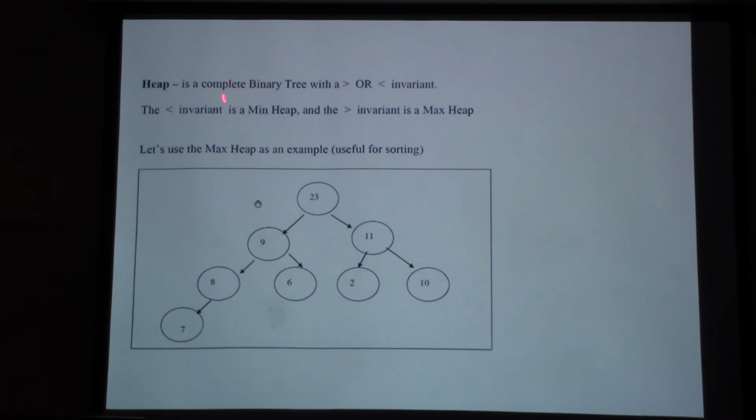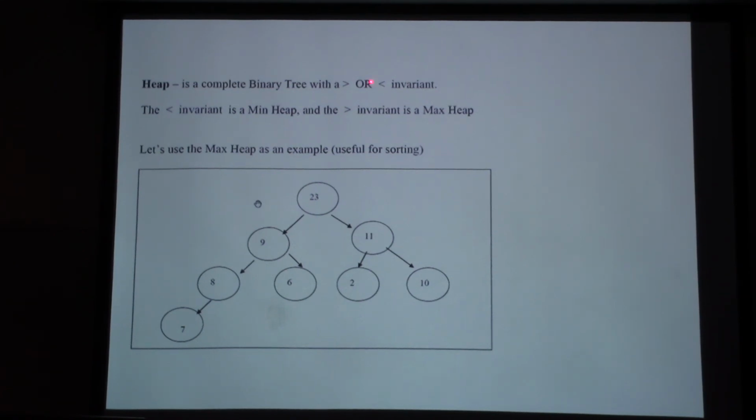It is complete because of the shape of the binary tree. Notice I didn't say binary search tree. It's not a search tree. Because notice here, 23 is bigger and 9 is less than 11, right? But here, 8 is bigger than 6. So we cannot search using this tree at all. But it does have the proper shape, and it does have an invariant.